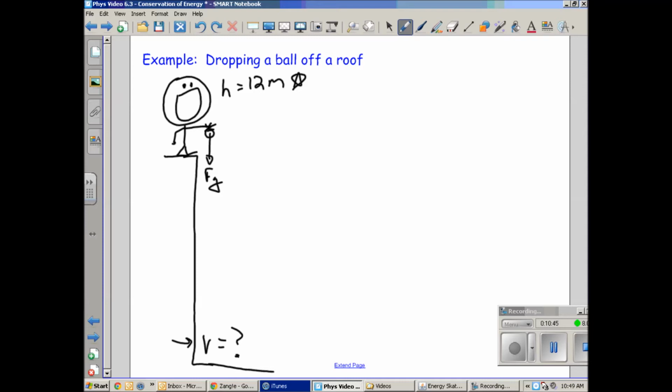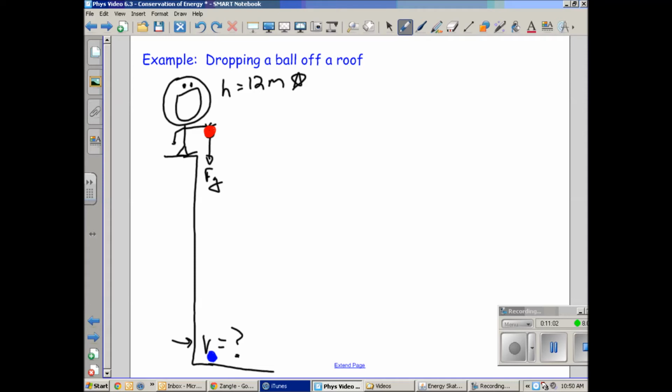So our total energy has to be the same. What that means is that when the ball is at the top, it's going to have some total amount of energy. It has to have the exact same total amount of energy when the ball hits the ground down here at the bottom. Okay? So here's what we're going to do. We're going to find the total energy.